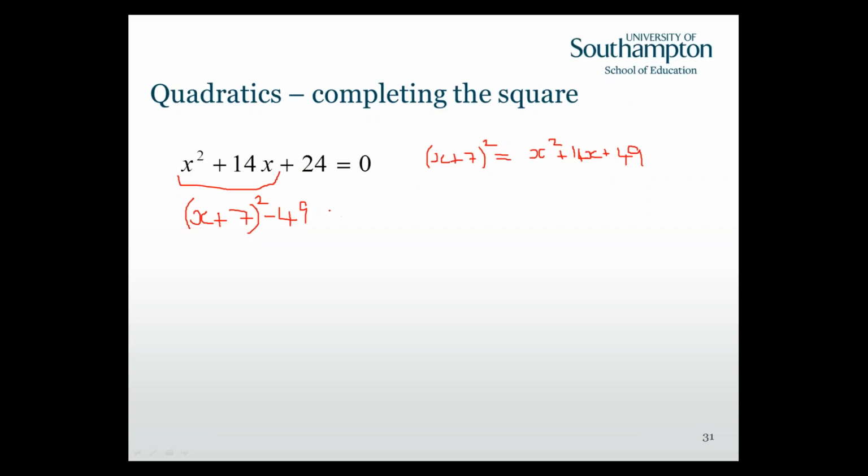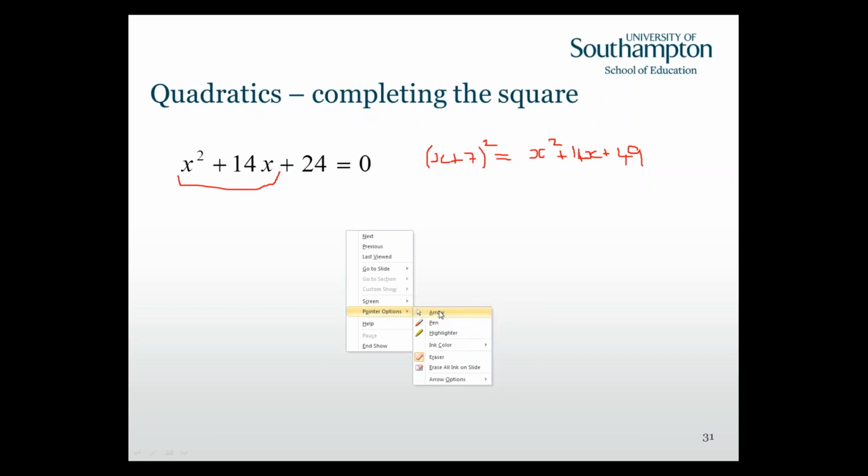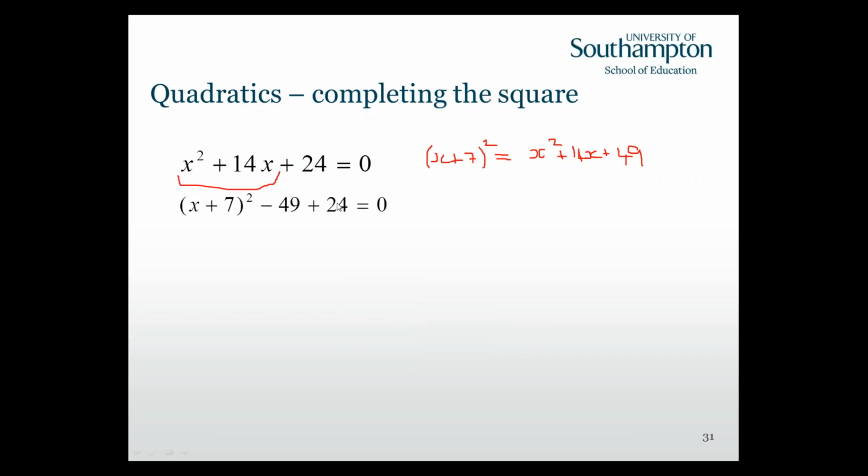Now, that's my first bit. I have also got this bit here that was already part of the equation. So, if I bring those two bits together, I'll erase this bit because that is exactly what's written there. If I do the arithmetic, I've got (x + 7)² − 25 = 0. That is exactly the same as my original thing. And now I can see that the vertex is going to be (−7, −25).